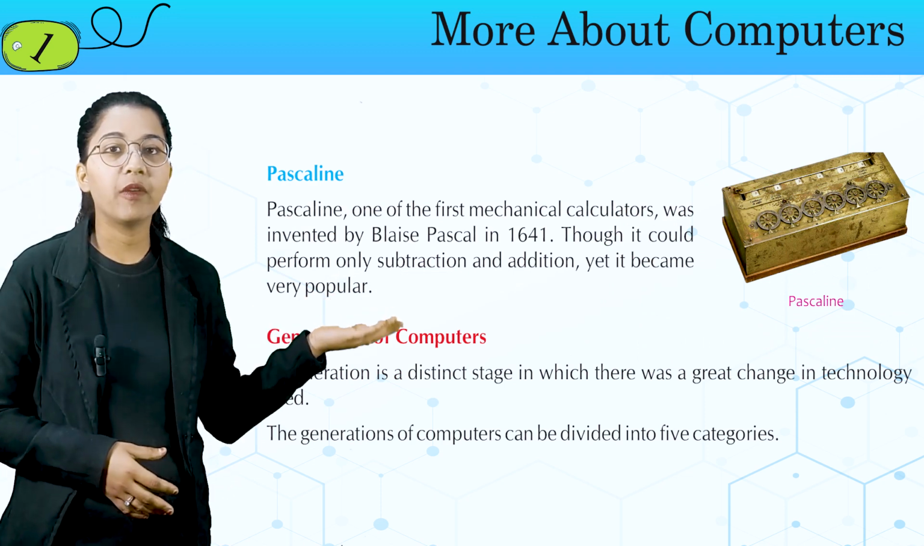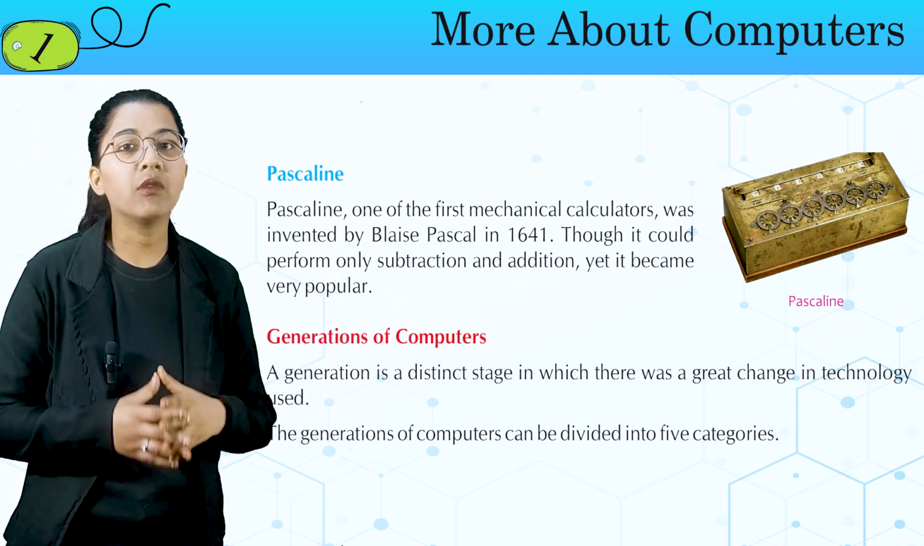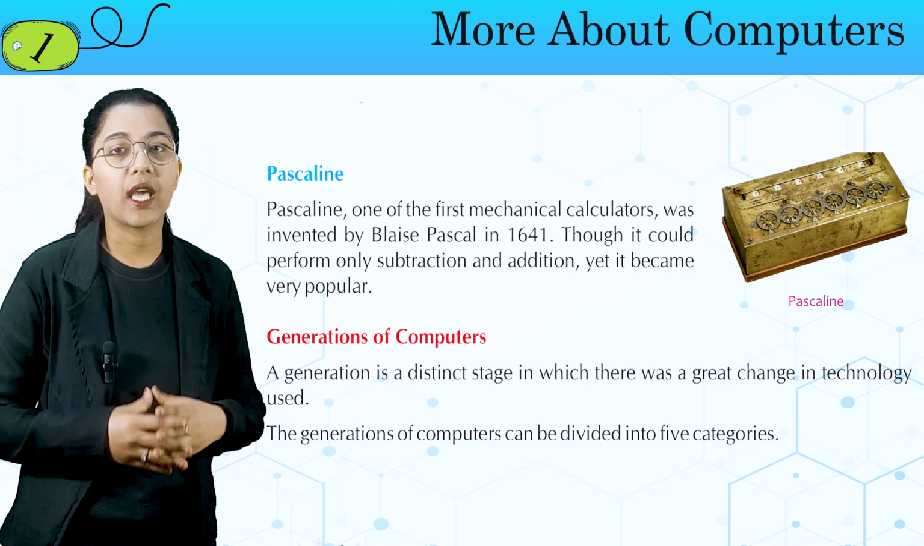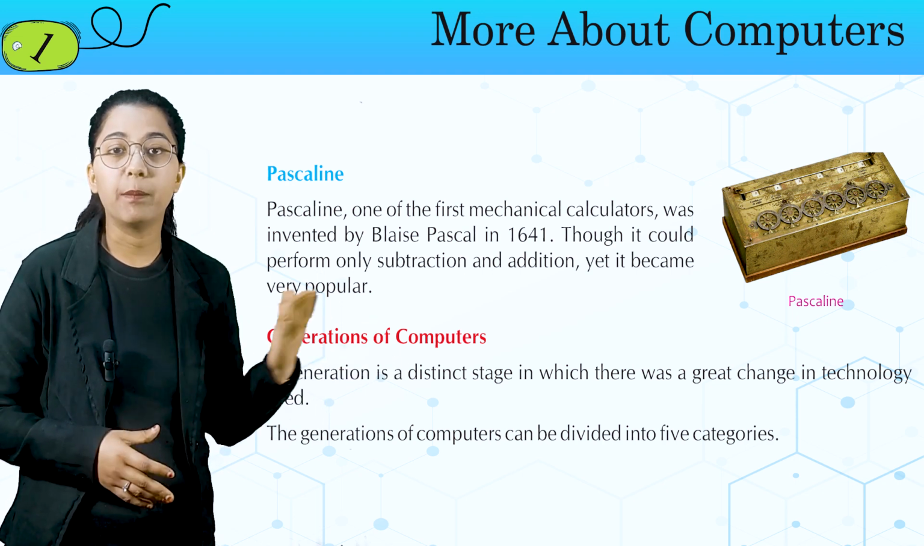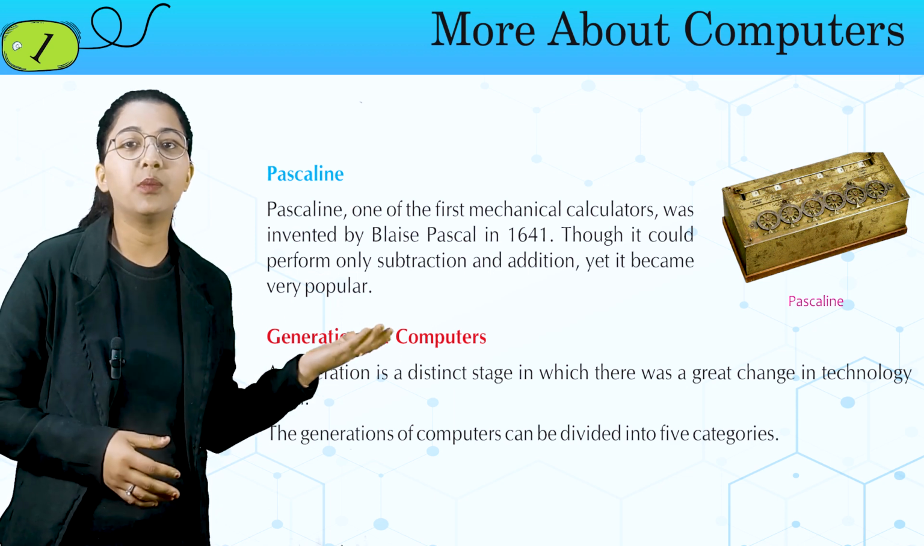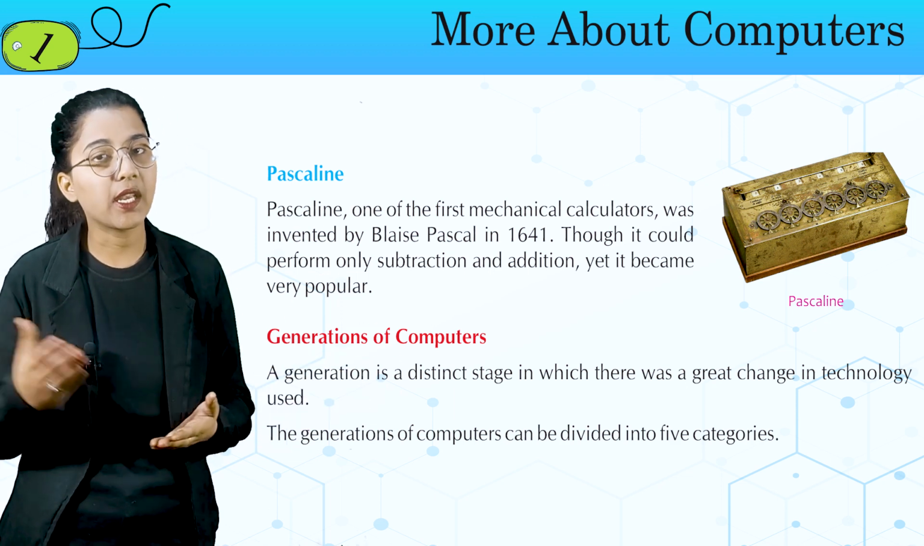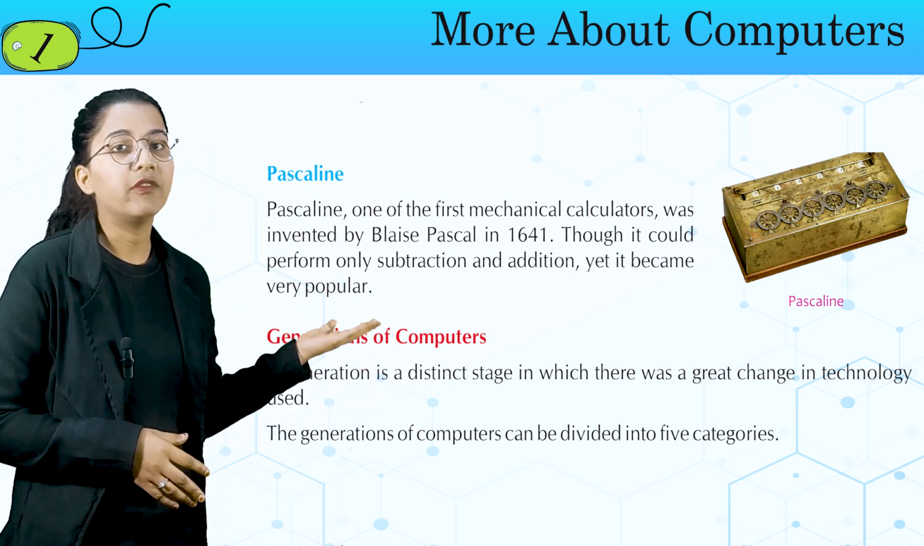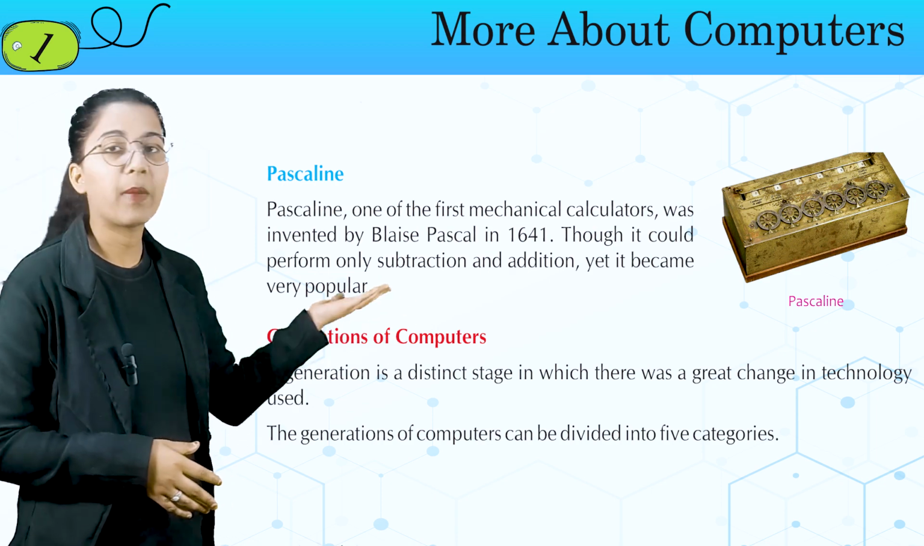Now next we have Pascaline. Pascaline, one of the first mechanical calculators, was invented by Blaise Pascal in 1641. Though it could perform only subtraction and addition, yet it became very popular. Here you can see the Pascaline.